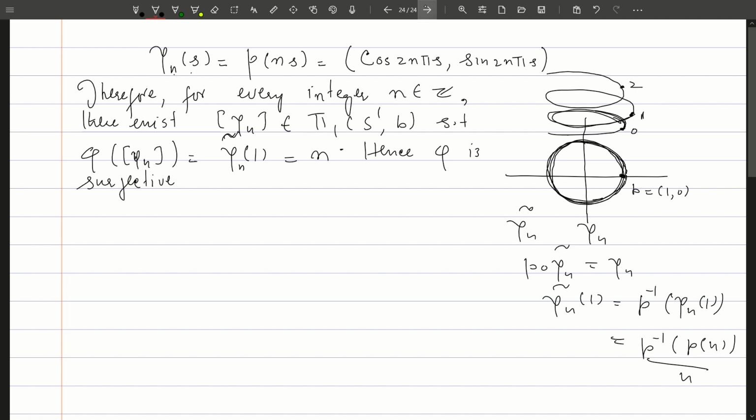So what we prove here, we have phi, the map from pi 1 of S1 at B to Z. We chose any integer n, and we proved that there is some gamma n in pi 1 of S1 whose image is n. Now for negative integers, this index will be minus n, because in that case we had the loops in the other direction on the circle. Now finally it remains to prove that phi is a homomorphism.